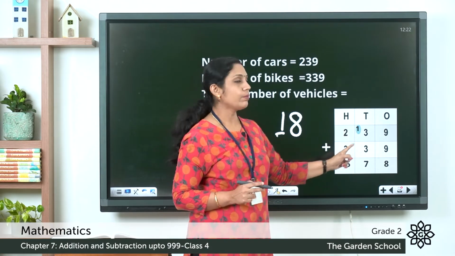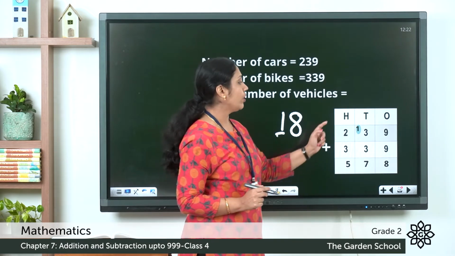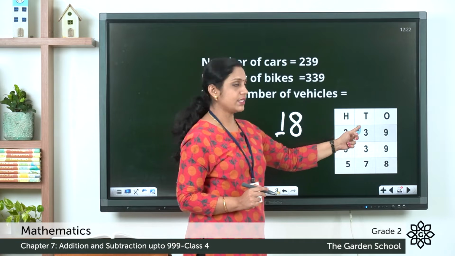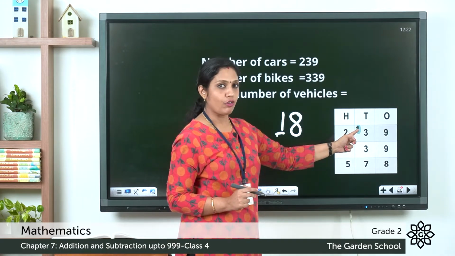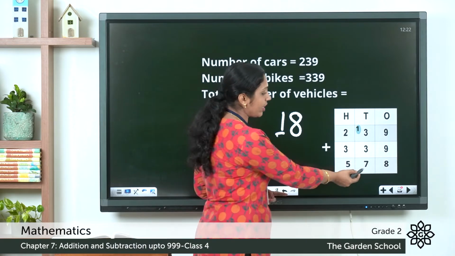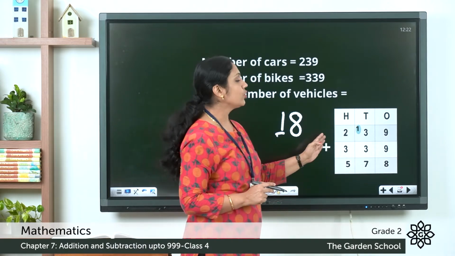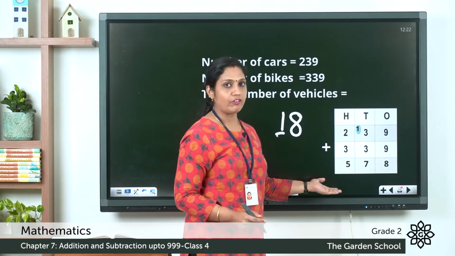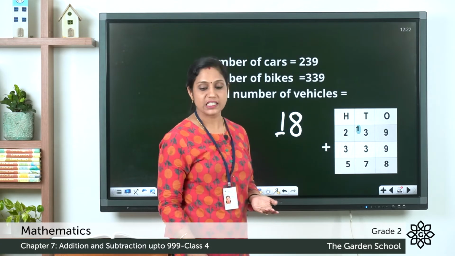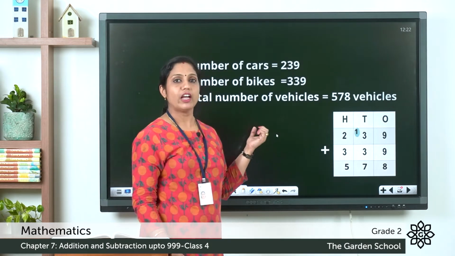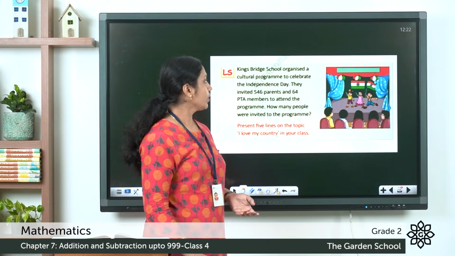Now we have 3 numbers in the tens position to add. We have 1 plus 3 plus 3. So we'll first add 1 plus 3. 1 plus 3 is 4. 4 plus 3 is 7. So write down the answer 7 in the tens position. Now we'll move to the hundreds position. We have 2 plus 3. 2 plus 3 is 5, and we got the answer 578. So the total number of vehicles is equal to 578.